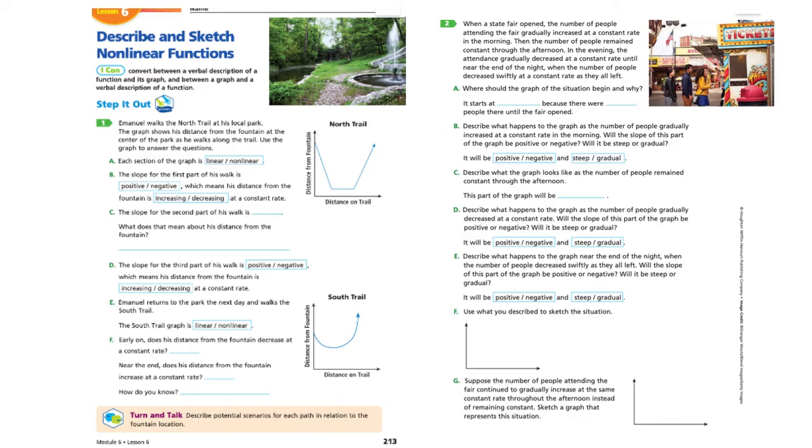G, suppose the number of people attending the fair continued to gradually increase at the same constant rate throughout the afternoon instead of remaining constant. Sketch a graph that represents this situation. So pause here, work on that, and then we can go to the next section.